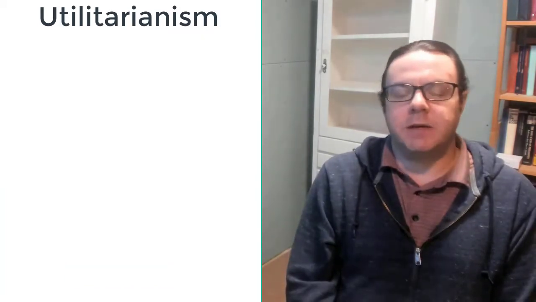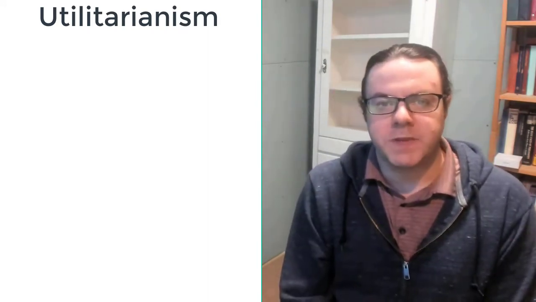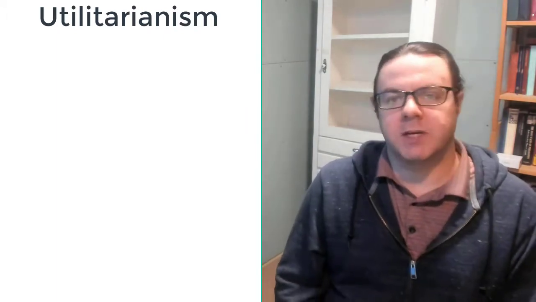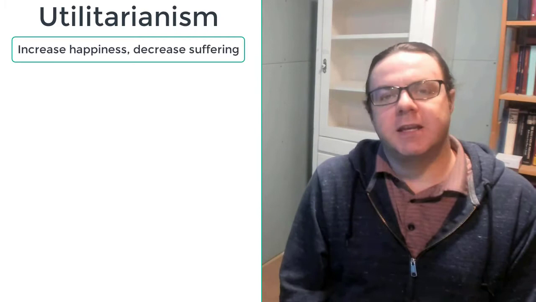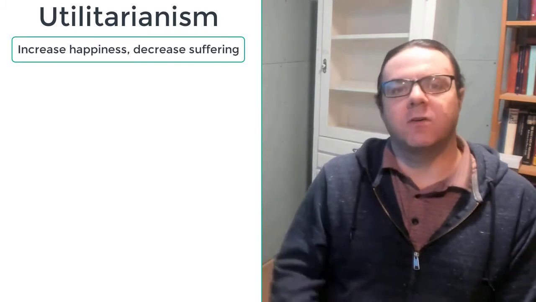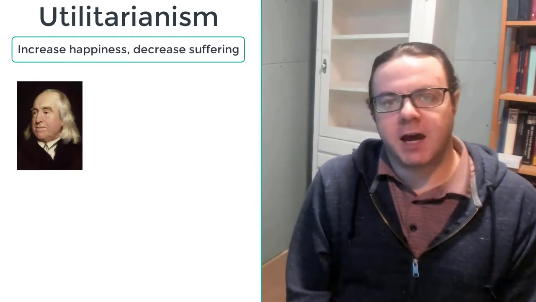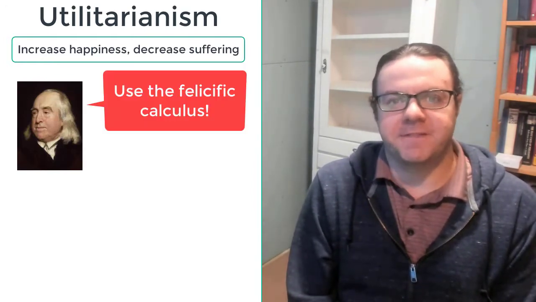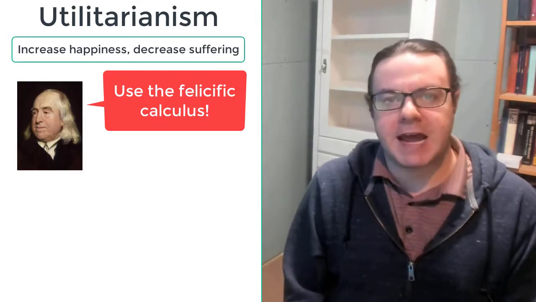Now, the essential idea behind utilitarianism is that the best thing to do in any situation is to increase the amount of happiness that gets created and decrease the amount of suffering. And the idea is that you could boil this down to a calculation. In fact, Bentham specifically outlined what he called a felicific calculus. Felicific meaning having to do with felicity, or felicity can be another word for happiness.